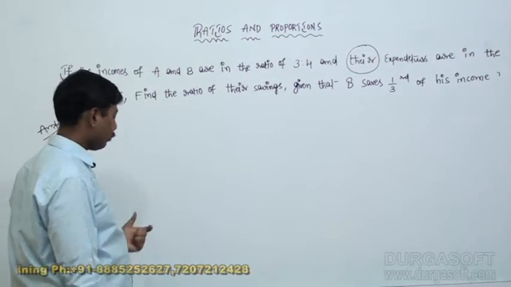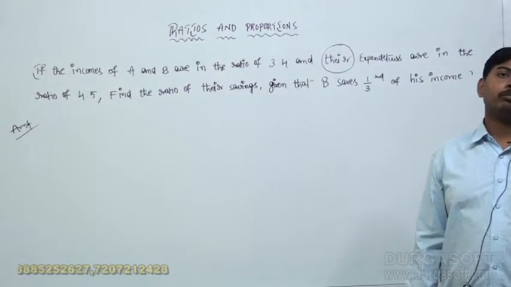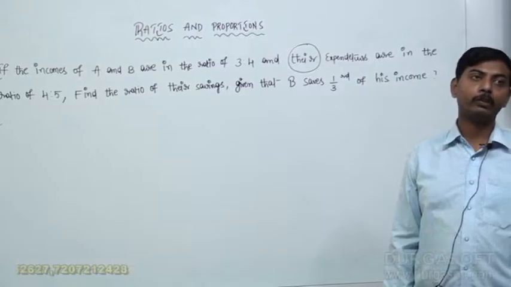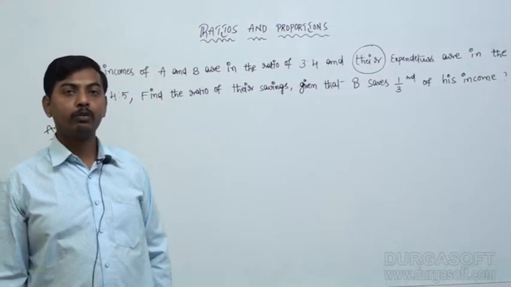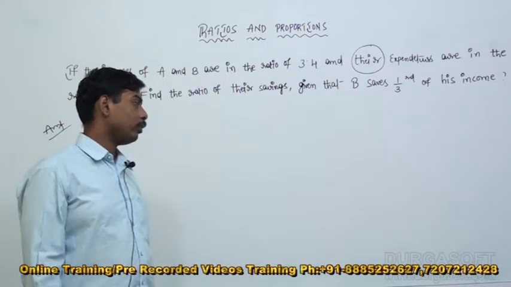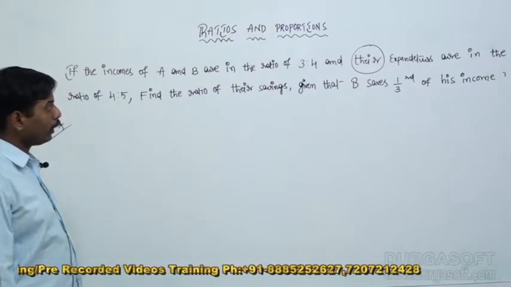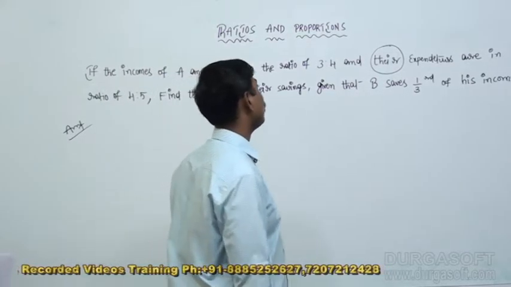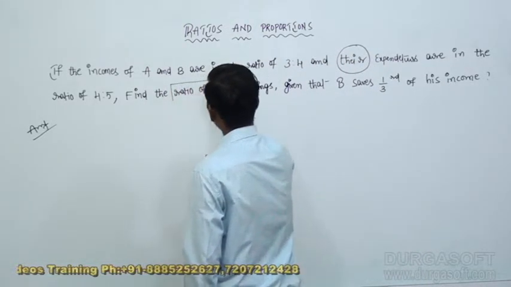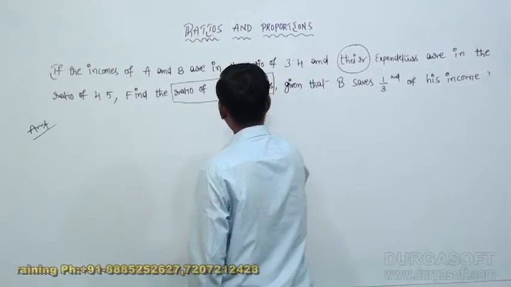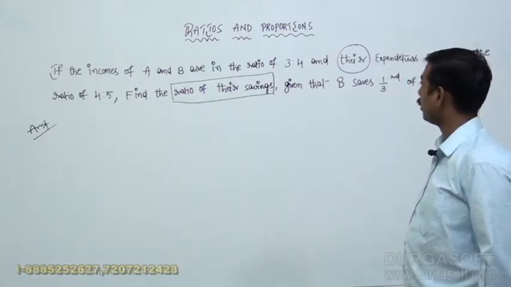Find the ratio of their savings. So here we have to find out the savings of A and B. Already we know how we describe the income of a person in terms of expenditure and savings: the income or salary of a person should be equal to the combination of expenditure and savings. We know the expenditure ratio of A and B, and the income ratio of A and B, and the last one, the savings ratio, is what we have to find out here. Find the ratio of their savings, that is our question. Ratio of their savings is reflecting to whom? Already we know, that is A and B. A and B's savings only we have to find out in terms of a ratio.